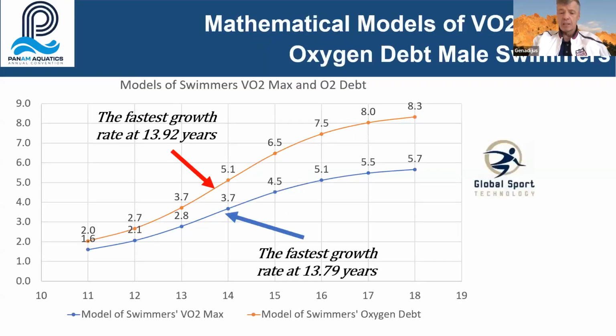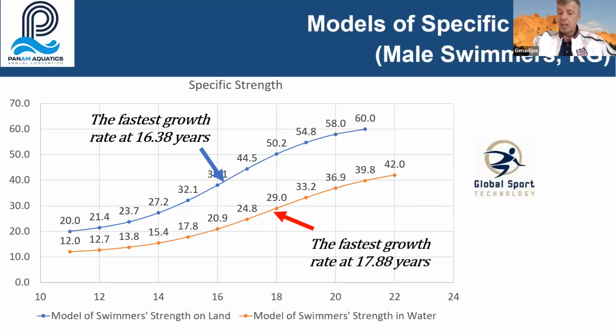Oxygen debt and VO2 max, as you see here for the male swimmers, change very similarly. And the fastest change is around 13.7, 13.9 years old for male swimmers. These are again oxygen debt and VO2 max, the parameters of the mixed energy zone. And for girls the graphs are the same, but they're improving earlier than male athletes. Strength on land or in the water improves accordingly between 16.3 and 17.8.